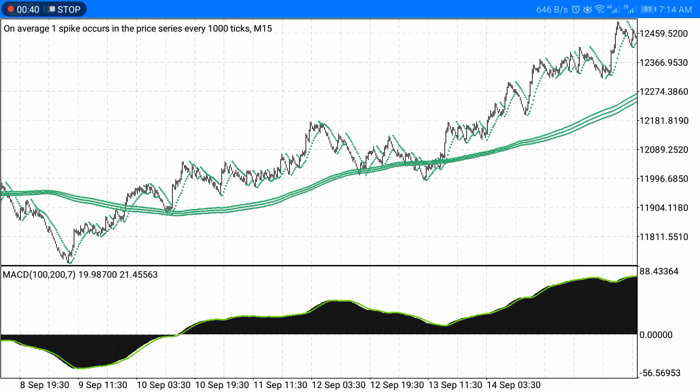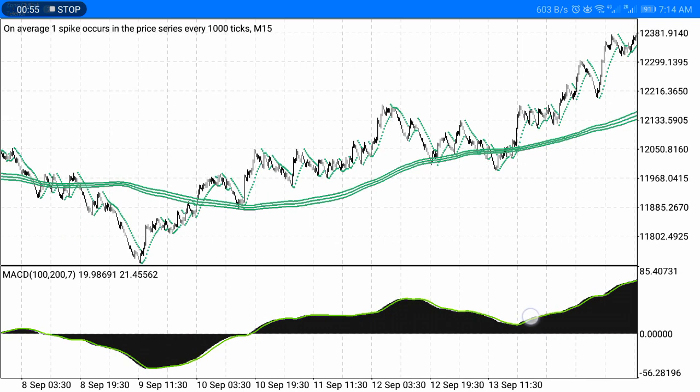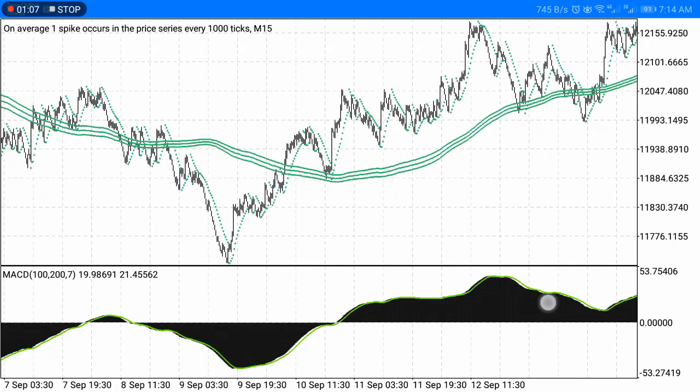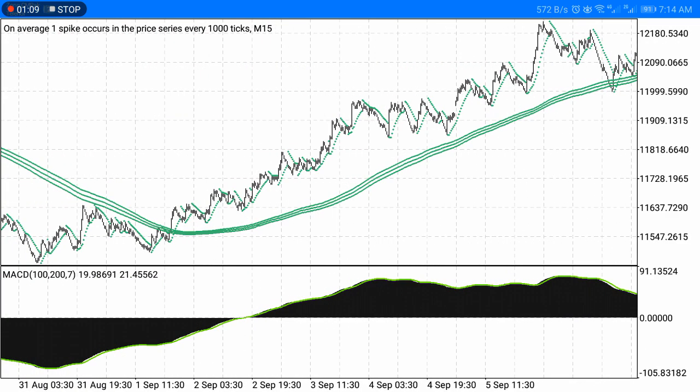Parabolic SAR is used by a lot of traders for scalping. After that, the famous indicator is the Bollinger Band. A Bollinger Band strategy is used by many people, and the third one is the MACD. MACD is also a famous indicator, and a lot of people use it. There are a lot of settings and a lot of parameters. So today I am going to show you one more awesome strategy.